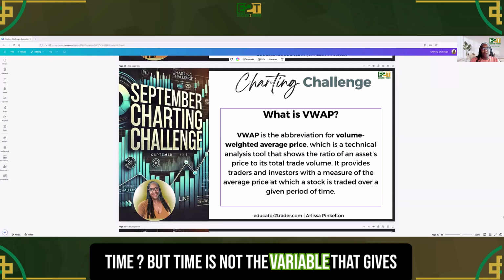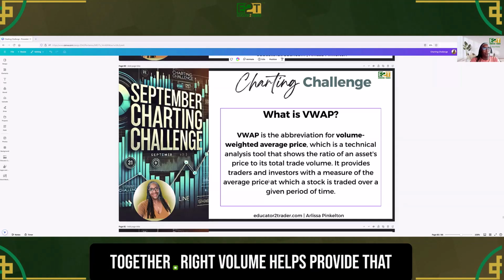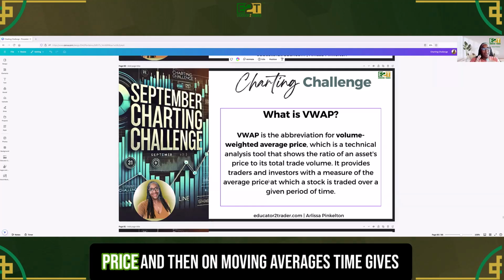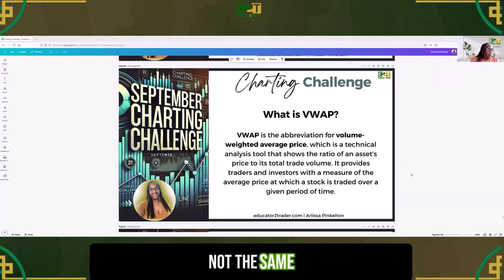But time is not the variable that gives you the number. Volume and the price work together, right? Volume helps provide that price. And on moving averages, time gives you that. So they're similar, but no, they're not the same.